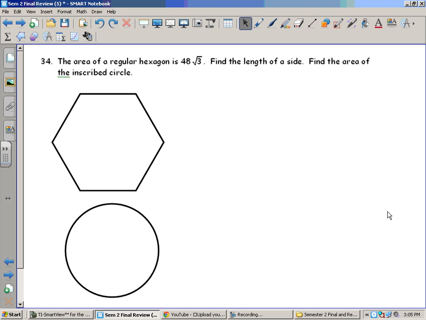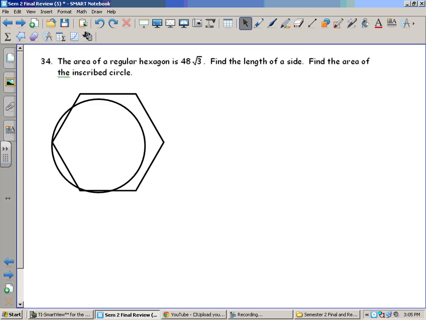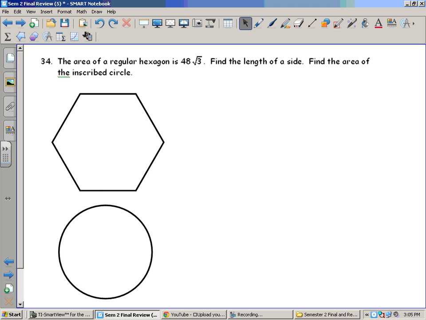Okay, this problem actually poses a pretty interesting problem for us, the way that we learned area of a hexagon. It basically just tells you the area of a hexagon is 48 root 3. And it says find the length of a side, then find the area of the inscribed circle. So I put this circle here. This is the inscribed circle, but I took it out for a second just to show you what we're doing.